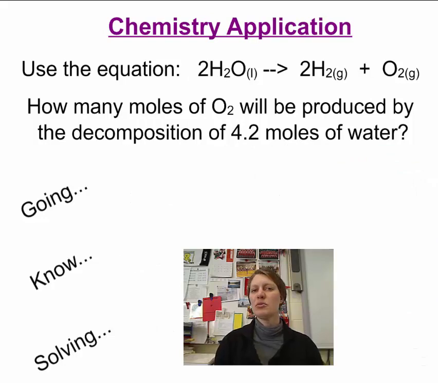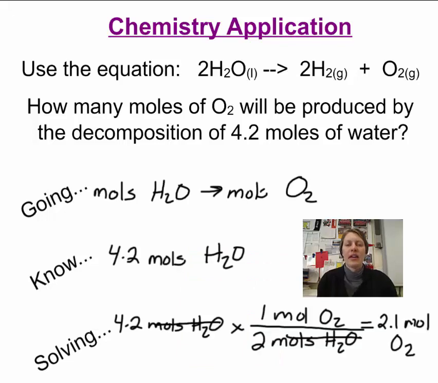Here's a very similar problem, just using some different numbers. So why don't you go ahead and pause the video and give it a try yourself, and then check back. Once you did your work, see if it matches up to what I have here with your units crossing out and our final answer being 2.1 moles of oxygen.